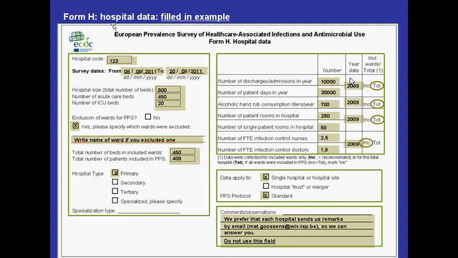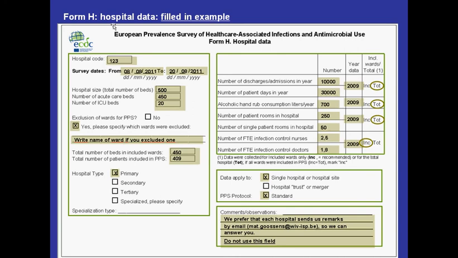The last two variables are the full-time equivalents of infection control staff. The reason that we talk about these separately is to remind you that in Helix WinNet you cannot use points for decimals. You will need to use commas for decimals. 2.5 becomes 2,5, 1.8 should be 1,8.